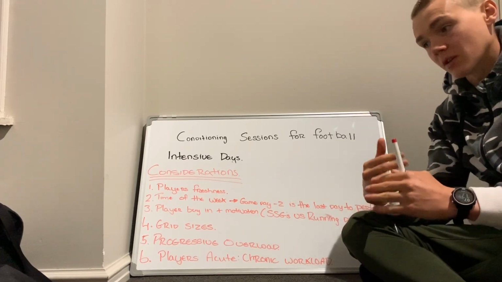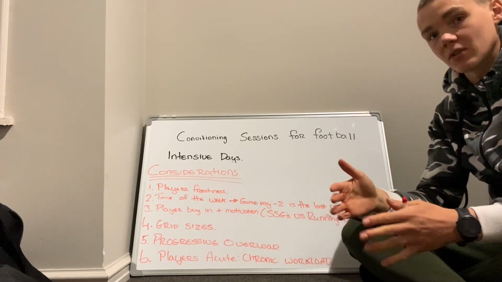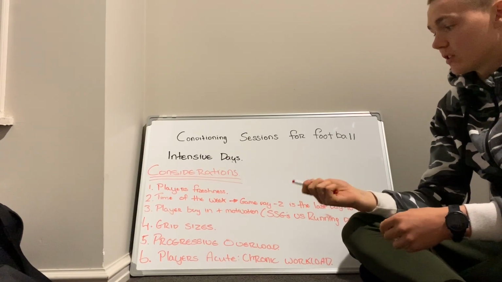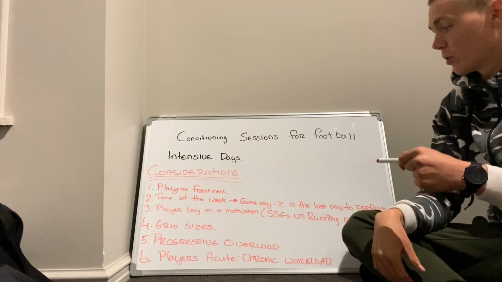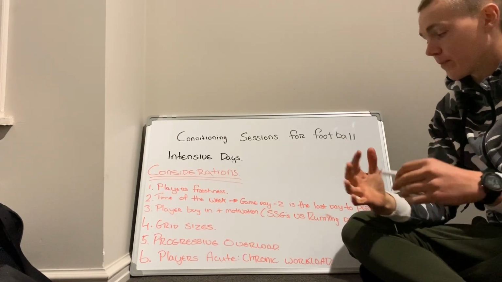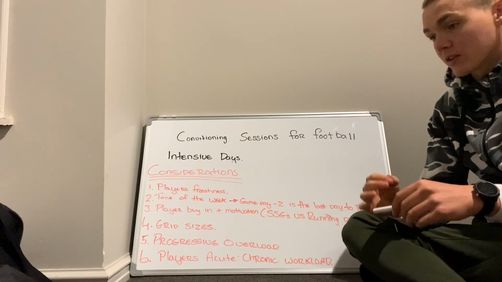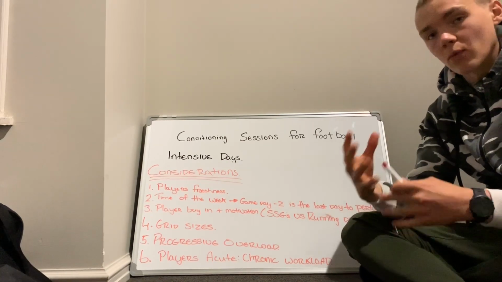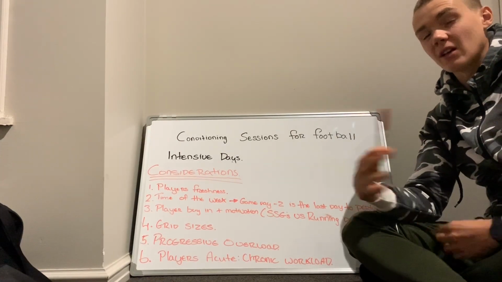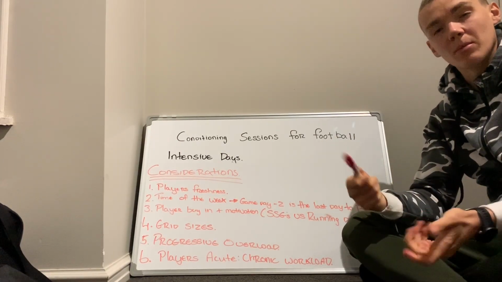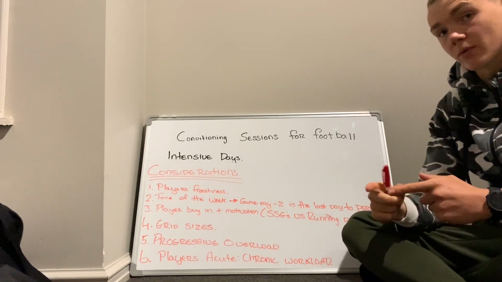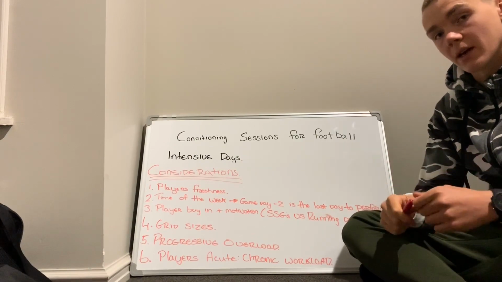You can set times on how far they need to get in a certain distance and stuff like that. Number 4 is just grid sizes. So it's intensive, so for small sided games you want the grids to be very small, so that there's a lot of accelerations, decelerations, they don't really get a break. Whereas if the grid is a lot larger, they can sit off, they can play possession a bit more. So grid sizes is really important, and also numbers.